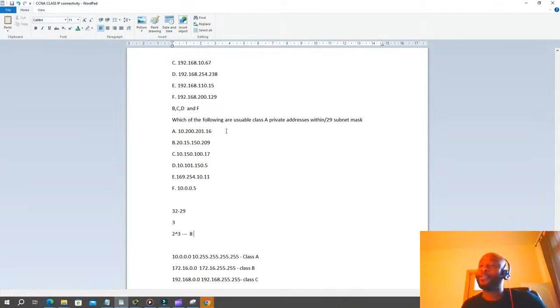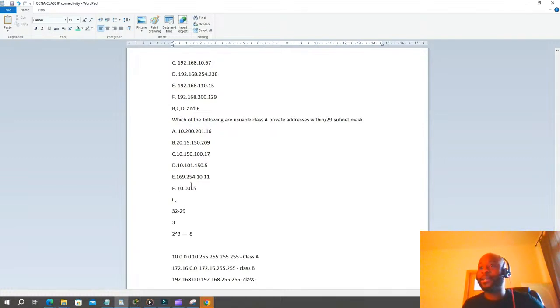10.200.201.0 to 7. Then the second one is going to be from 8 to 16. And this is 16, which shows this is not correct. Then 20, like I told you, is not a private address. That is incorrect. 10.150.100.17. As you can see, we are dealing with the last octet. So 16 starts this octet and 17 is going to work. So C is correct, right?